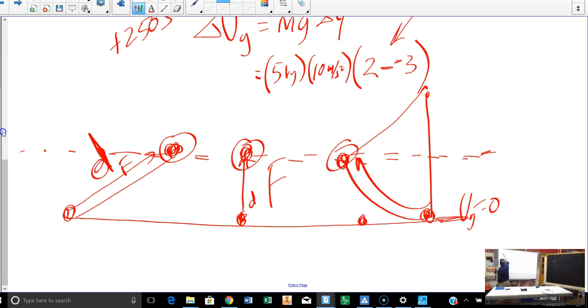All right, so that's gravitational potential energy, and we'll talk about how it fits in with everything else in future videos.